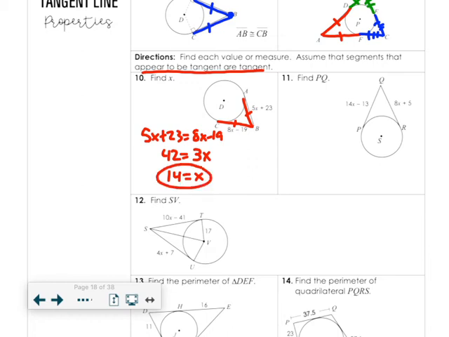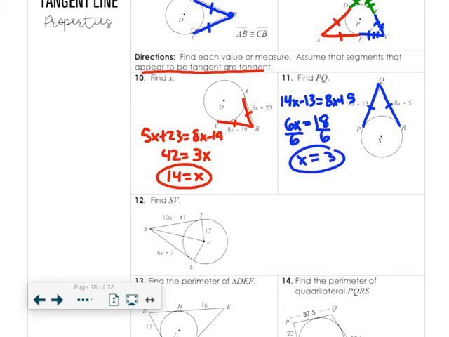Okay, same exact picture for number 11. These two pieces have to be congruent because they both are tangent lines that have an outside point of Q. 14x minus 13 can then be set equal to 8x plus 5. I'm going to subtract both sides by 8x and get 6x on the left. Add 13 to both sides and get 18, and then divide by 6. x is 3.